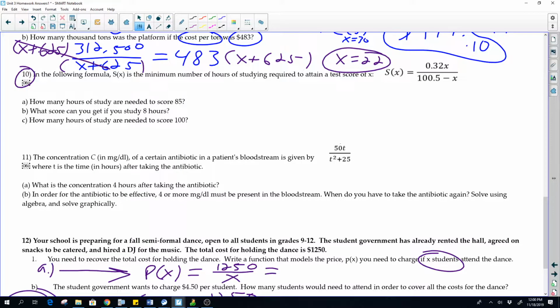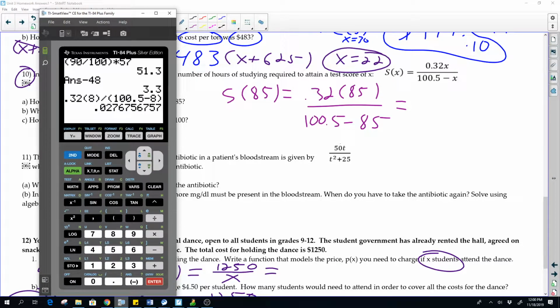So I think I'm reversing it in my head. I'm thinking that for A and C, you're plugging in that, and then for B, you're setting it equal to 8, I think is what's going on there. Okay, let's see here. So we're going to take 85 and plug it in. So S of 85 is equal to 0.32 times the test score of 85 for x, all divided by 100.5 minus that 85. Cool.